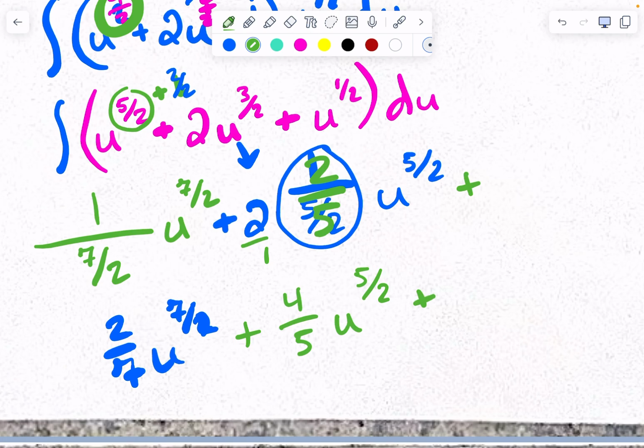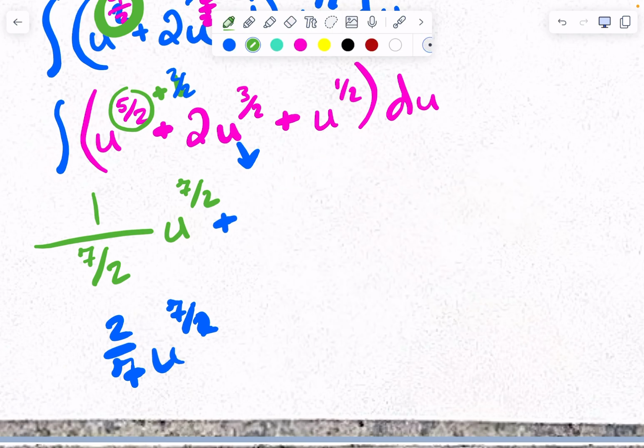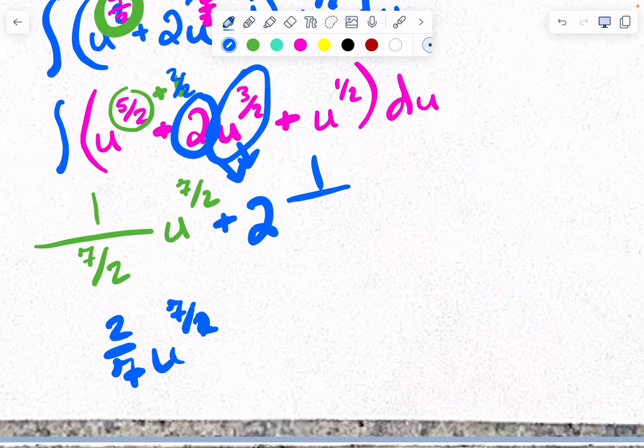How did we get 4 over 5? 2/5 times 2. 1 over 5/2 u to the 5/2. The antiderivative of u to the 3/2 is 1 over 5/2 u to the 5/2. But then this is 2/5, and 2/5 times 2 is 4/5. One more time: the 2 comes down here, right? So this is 2, and the antiderivative of u to the 3/2 is 1 over 5/2 u to the 5/2. This is 2/5, right? 2 times 2/5.